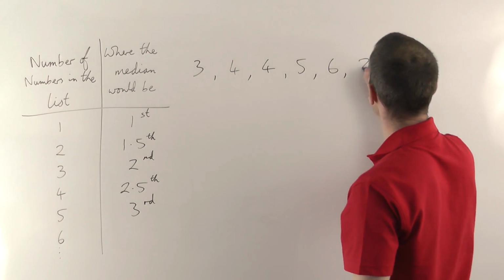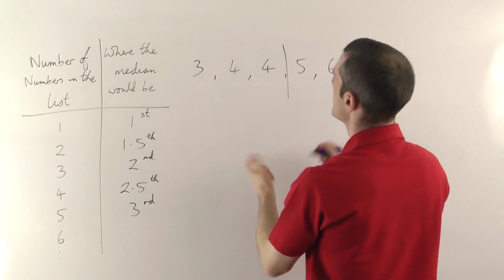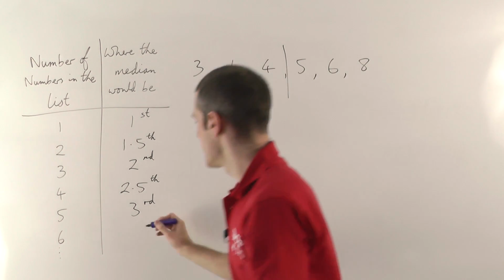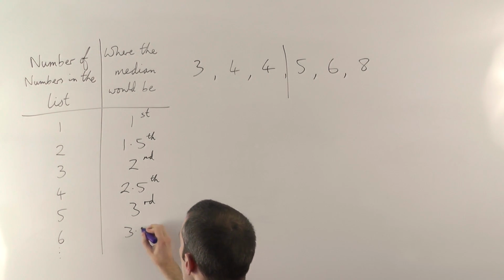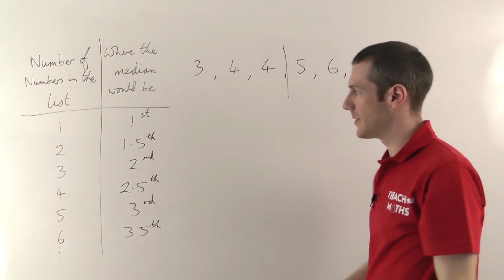Let's stick an 8 on the end of this one. So pair your way in again. That's the midpoint, so halfway between the third number and the fourth number. So again, that would be the 3.5 number, halfway between the third and the fourth number.